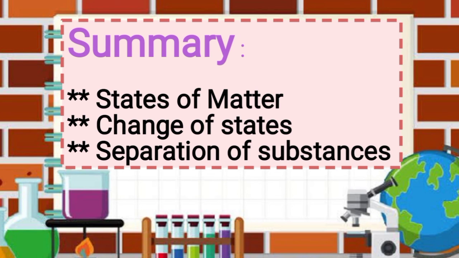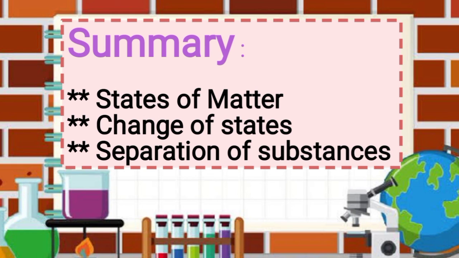So, today we have revised topics like states of matter. All matter is made up of small particles, and these particles are arranged in different ways in solid, liquid and gas, which are the three states of matter. Solids are substances in which the particles are packed very close to each other. In liquids, particles are not very closely packed, and in gases, particles are very loosely packed.